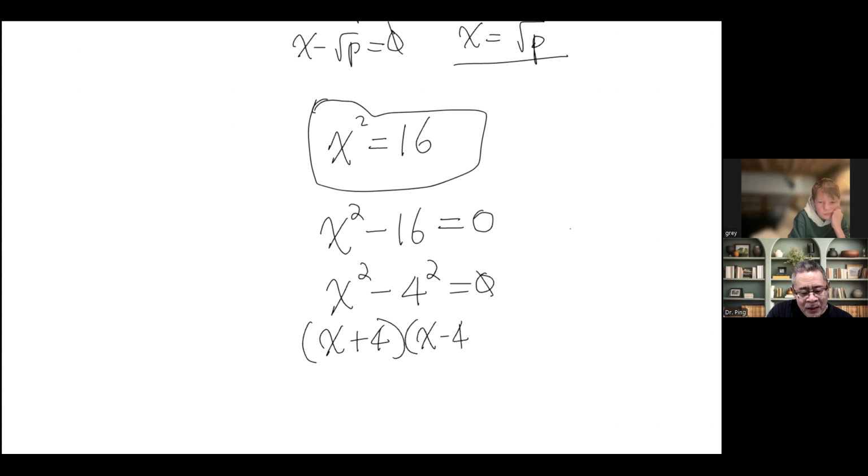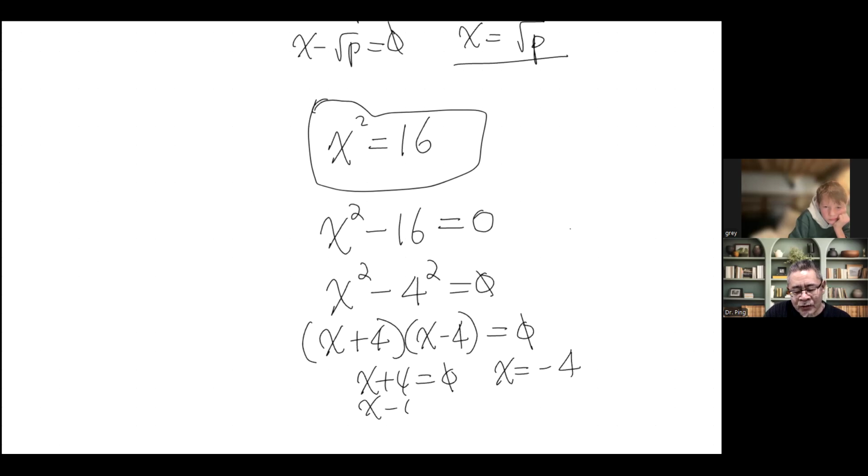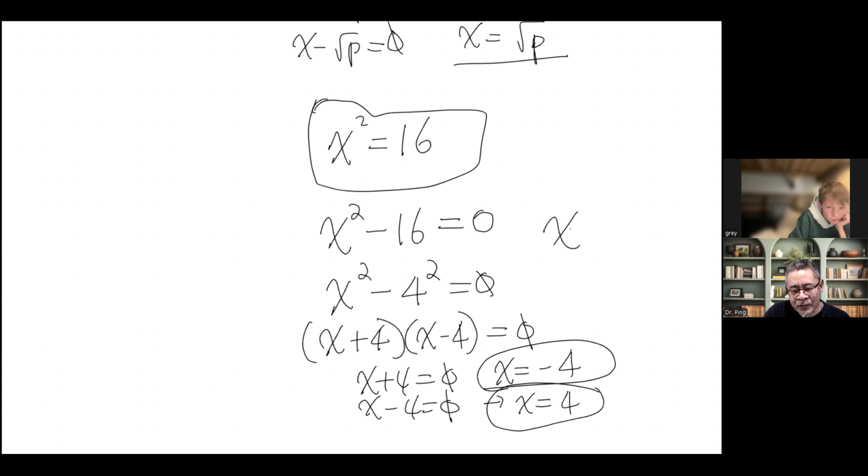So therefore, we get either x plus 4 equal to 0, which gives us x equal to negative 4, or x minus 4 equal to 0, which gives us x equal to 4. So our solution is x equal to negative 4, x equal to 4. So we write it as x equal to plus minus 4. Let's just try a couple.